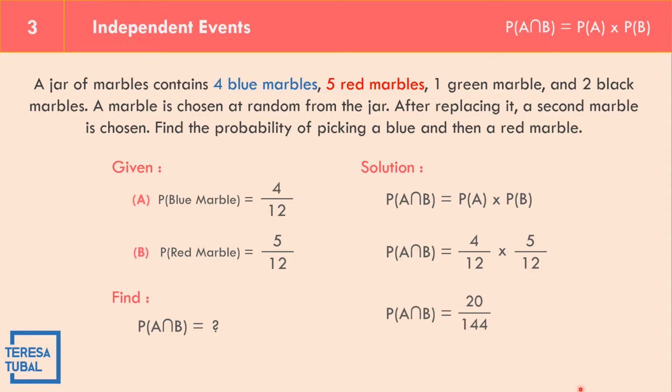4 times 5 is 20. 12 times 12 is 144. The lowest term is equal to 5 over 36 because 20 divided by 4 is 5 and 144 divided by 4 is 36. So the probability of picking a blue and then a red marble is 5 out of 36.